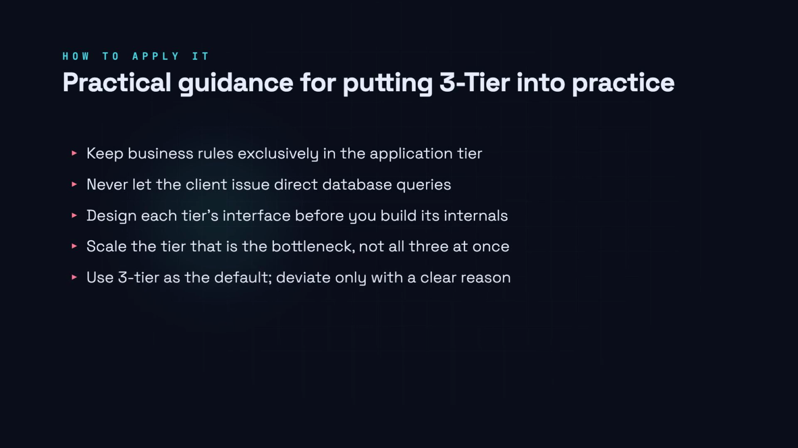The single most important discipline is keeping business logic off the client and off the database. It belongs entirely in the application tier. Define the contracts between tiers early. What does the presentation tier send, and what does it expect back? That contract lets teams work in parallel. When performance problems arise, identify which tier is the bottleneck and scale that one independently.